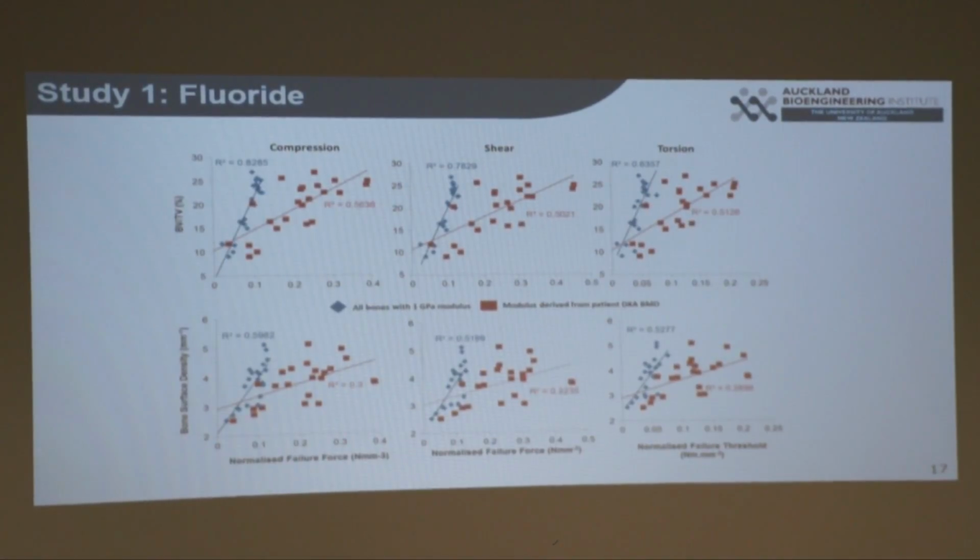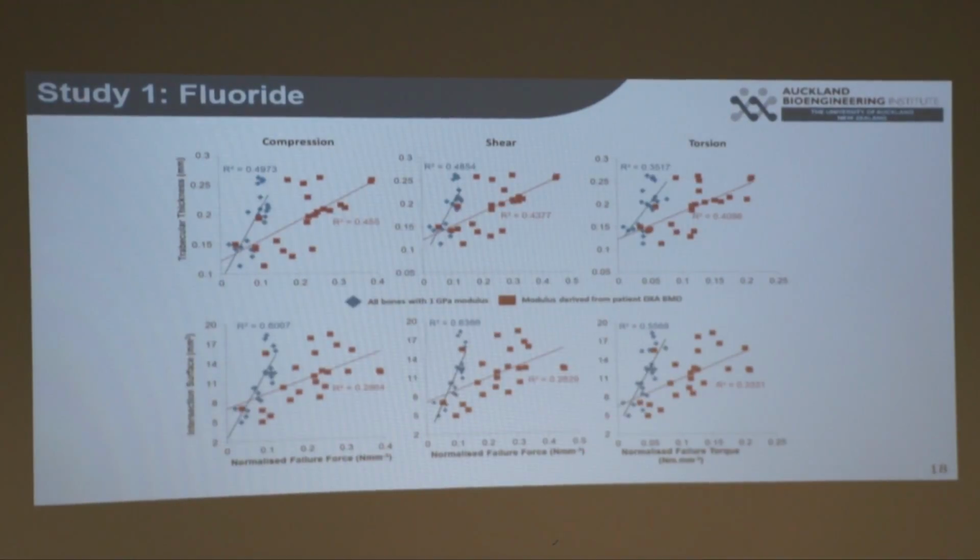Now what we also did was we wanted to look at some correlations between those micro-CT indices and the failure force, and again in blue is the normalized material properties and in red is the estimate. And we showed that the normalized material properties for each of those loading conditions were much better correlated compared to the estimate. And that's percentage bone volume and bone surface density, and we've got trabecular thickness and intersection surface.